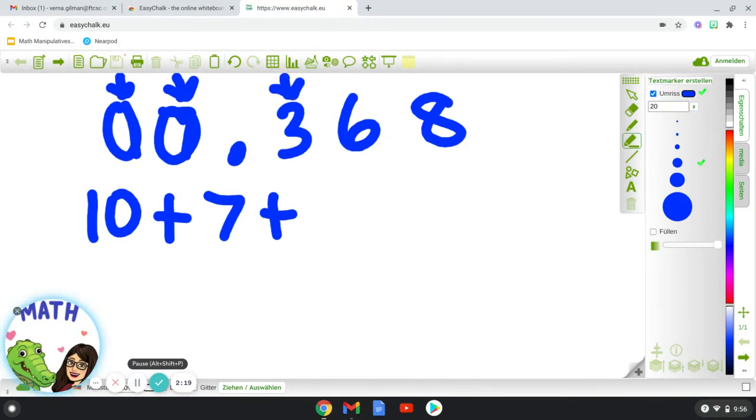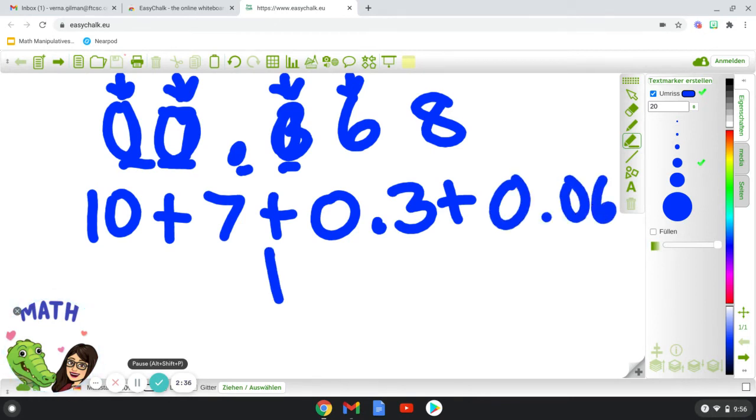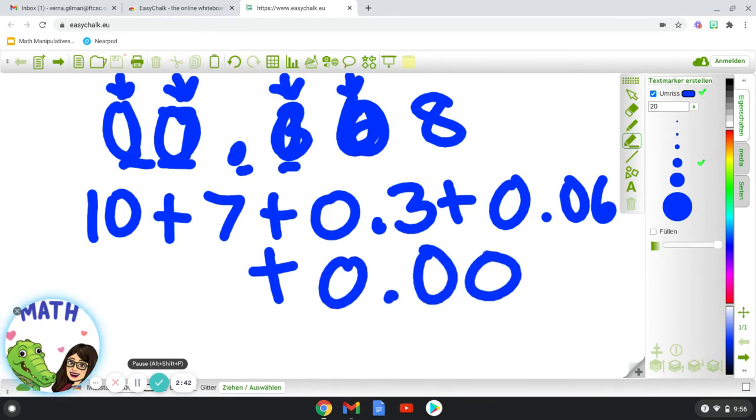Going to my next column, I see 0.3. That's what I'm going to write. 0.3. Make it into a 0 and go to your next. 0.06. Make it into a 0. And finally, 0.008. All right. That is how you're going to do expanded form using decimals.